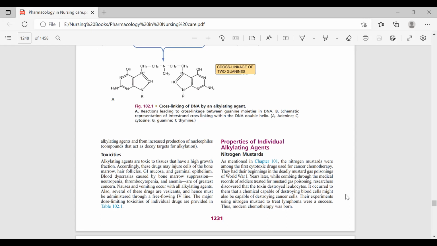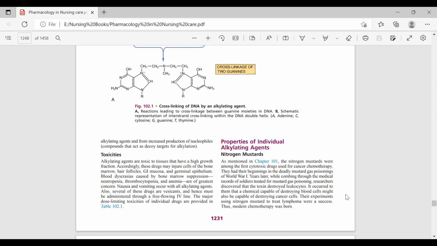The toxicities of alkylating agents include bone marrow suppression, and they may also injure the cells of hair follicles, the GI mucosa, and germinal epithelium. Blood dyscrasias caused by bone marrow suppression are neutropenia, thrombocytopenia, and anemia. You know these terminologies well. That is the lower count of leukocytes, thrombocytes, and hematocytes, and these are the causes of neutropenia, thrombocytopenia, and anemia.